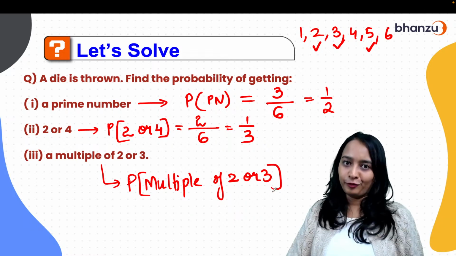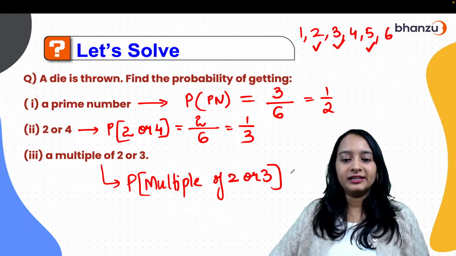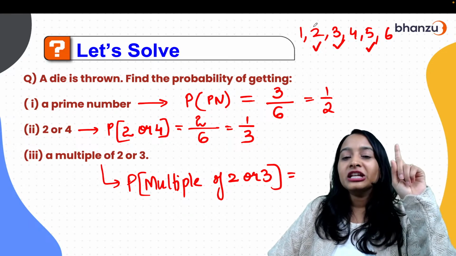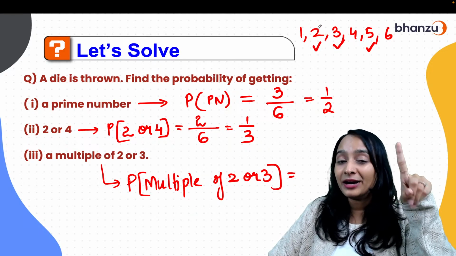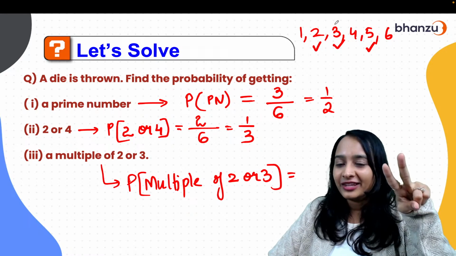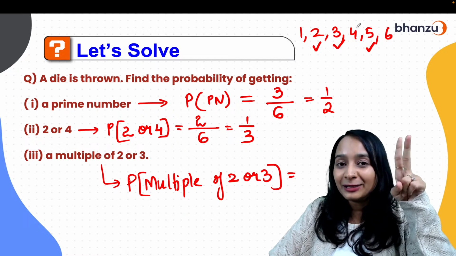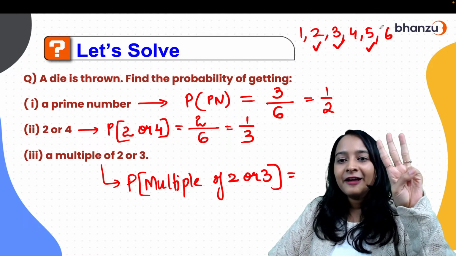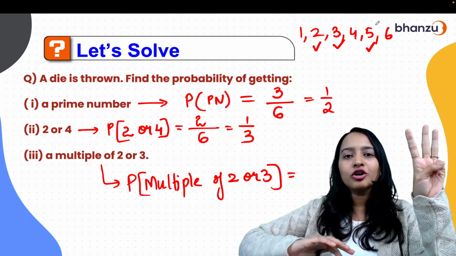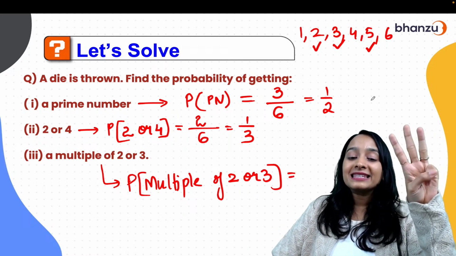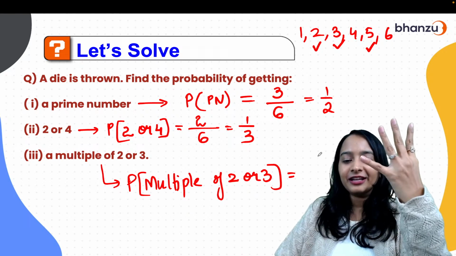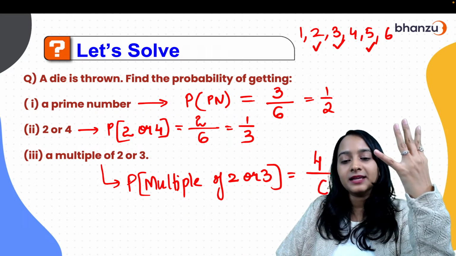Matlab, it can be a multiple of 2 or it can be a multiple of 3. Is 1 a multiple of 2 or 3? No. Is 2 a multiple of 2 or 3? Yes, it's a multiple of 2, so we'll count that. 3 is a multiple of 3, so we're going to count that also. 4 is also a multiple of 2, so we're going to count that. 5 is not a multiple of 2. It's not a multiple of 3 also. So we're not going to count that. 6 is a multiple of 2 and 3. So we're going to take 4 different outcomes out of 6.